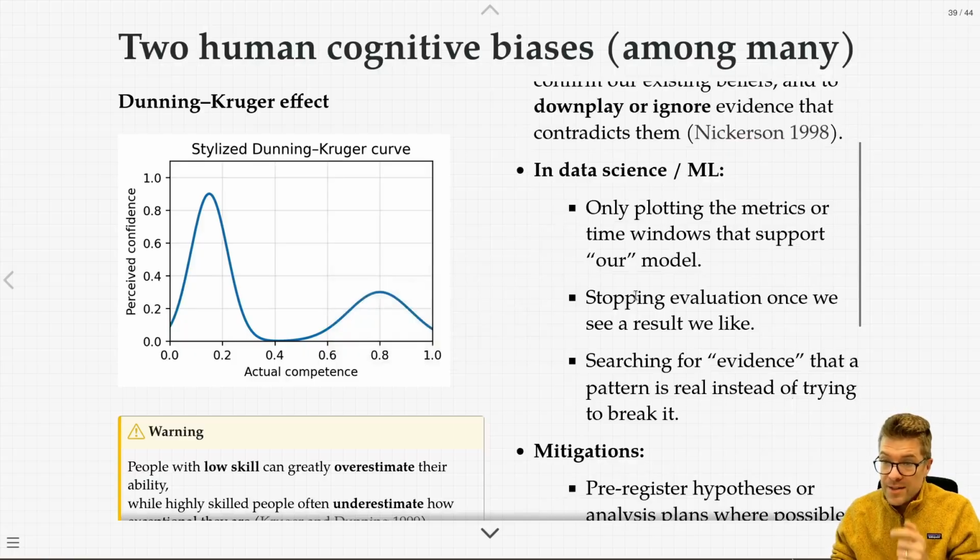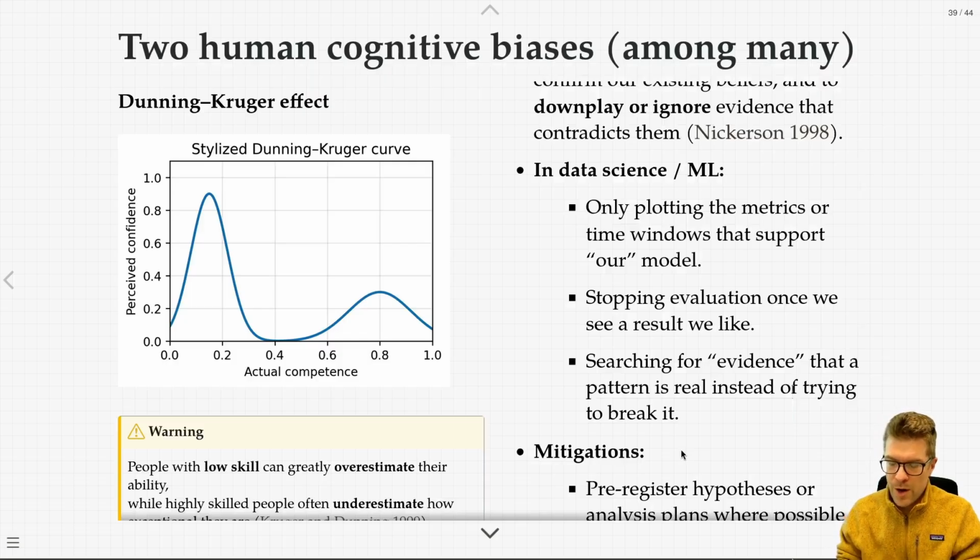So in data science and machine learning, this means only plotting metrics or time windows that support your model. If you believe something to be true, you construct a visualization that explains that thing you think is true. But along the way, you've subconsciously removed things that disagree with your interpretation or your expectation. That is bad. Like doing lots of experiments and then finally getting an experiment that you were looking for this whole time and then stopping and saying, I finally found the truth. That's wrong. You stopped because you found something you like. Keep going to make sure this is correct.